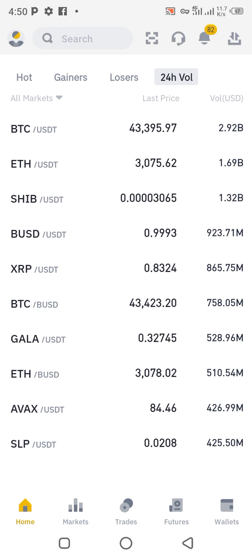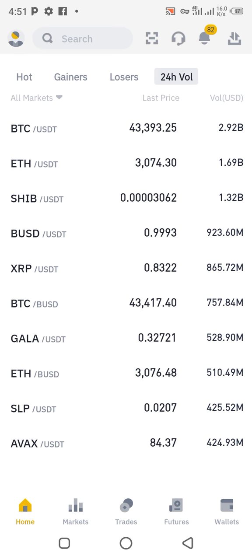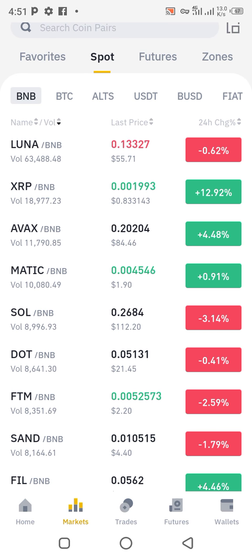Next is the 24-hour volume. Remember, BTC is the most traded crypto asset in the market because it has the highest market cap. You can see it here, 2.92 billion US dollars currently traded. That's the volume as at right now. So basically that's what it is.